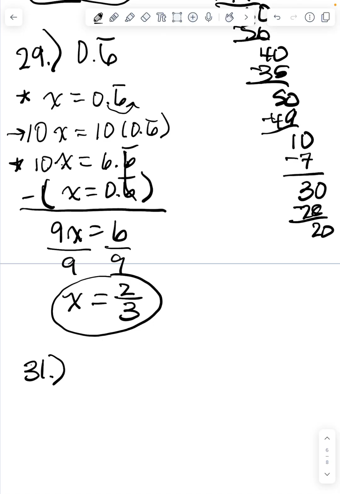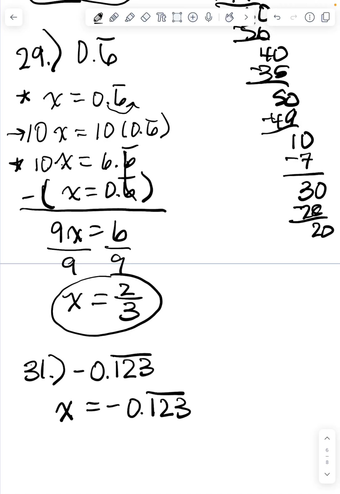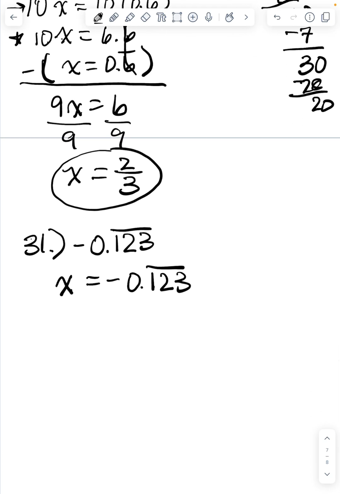All right, number 31. So we have a negative 0.123 repeated. All right, so let's let x equal the decimal that they give us. Then we're going to multiply by a power of 10 on both sides. This time it's 1,000 because there are 3 decimal places repeated. So that's going to move my decimal over 1, 2, 3 times, but it's going to keep repeating the 1, 2, 3.